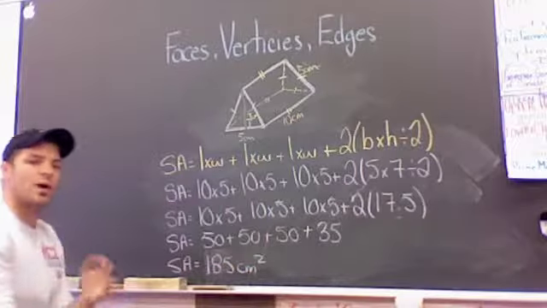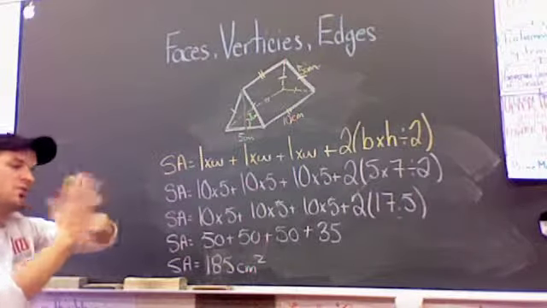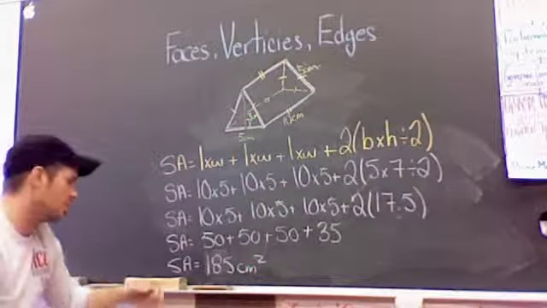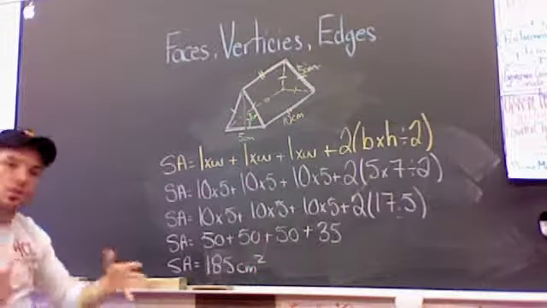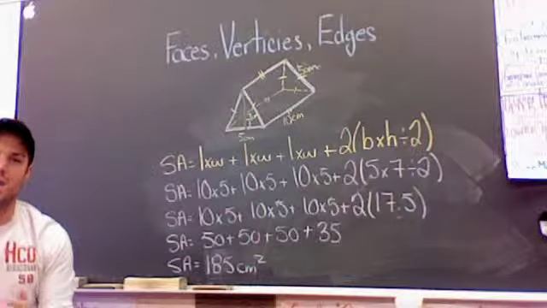And the centimeters squared part is important. You have to remember that. When you've gone length times width, you've squared it. So it's centimeters squared. And that's the surface area. So in a nutshell, that, my friends, is how you find the surface area of a triangular prism.